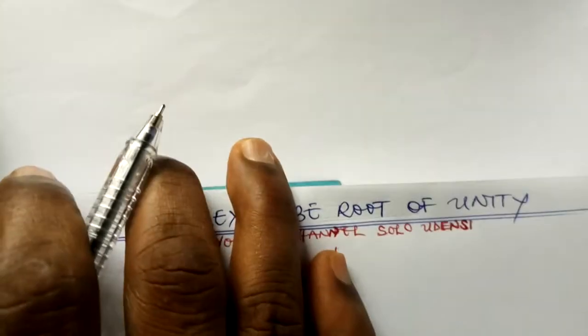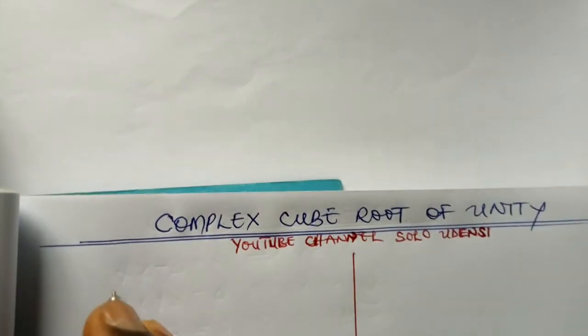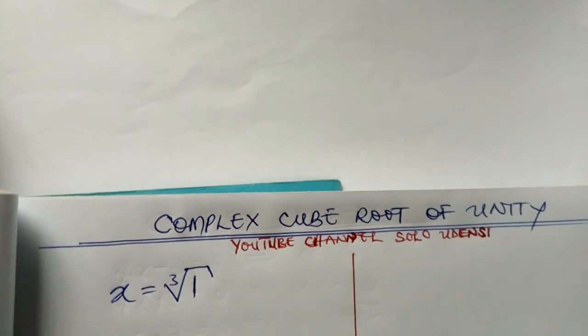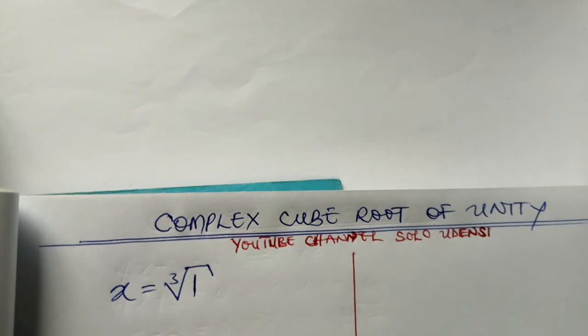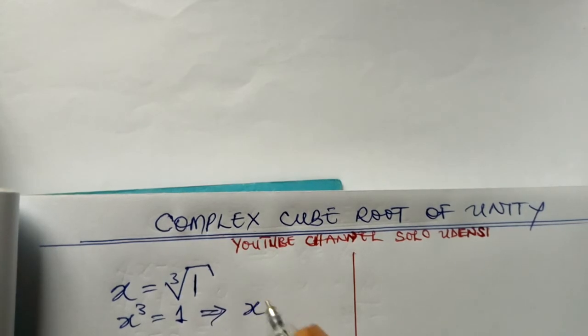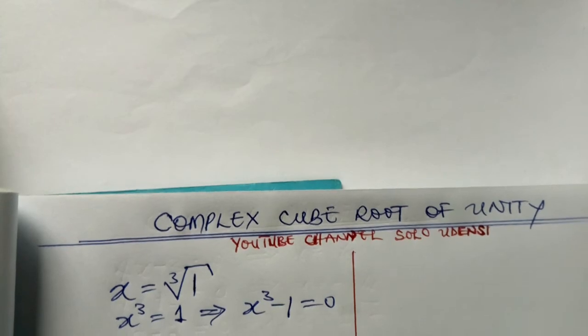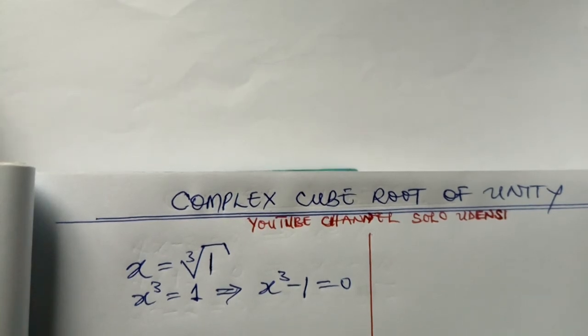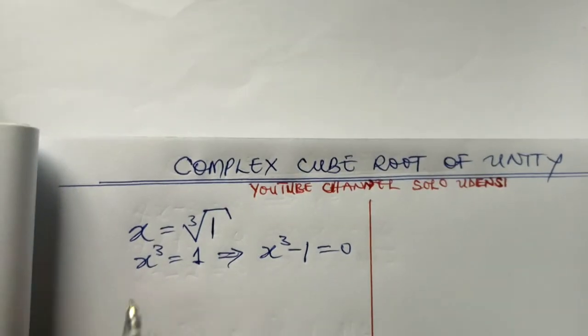So let us write out the problem. If we want to find the cube root of unity, that is 1, that's what we want. We can retrace our steps back. You see that it will give us x cubed is equal to 1, and it will give us that x cubed minus 1 is equal to 0. So we want to find the roots of this equation. This equation will give us three roots because x is raised to power 3.